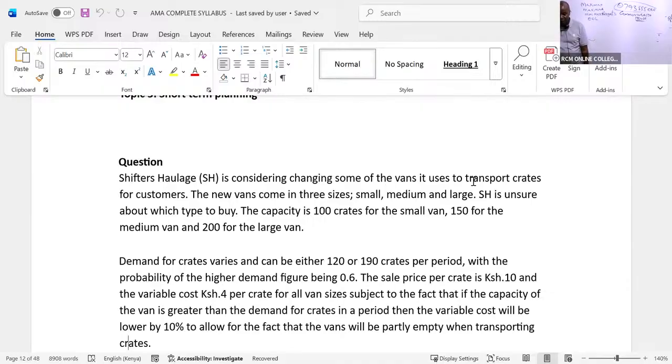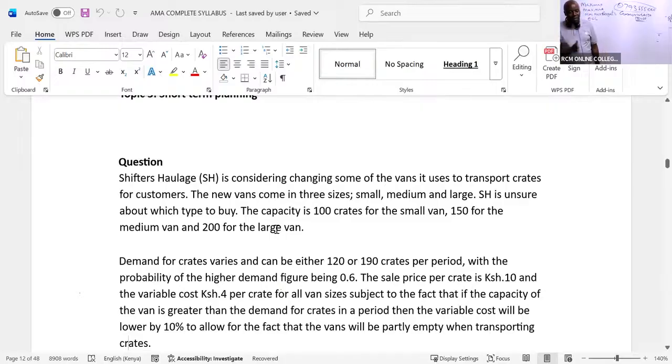So shall we do the question? And this great lady will be getting the question as we continue. So Shifters Haulage is considering changing some of the vans it uses to transport crates for customers. The new vans come in 3 sizes: small, medium, and large. Shifters is unsure about which type to buy. The capacity is 100 crates for the small van, 150 for the medium van, and 200 for the large van.